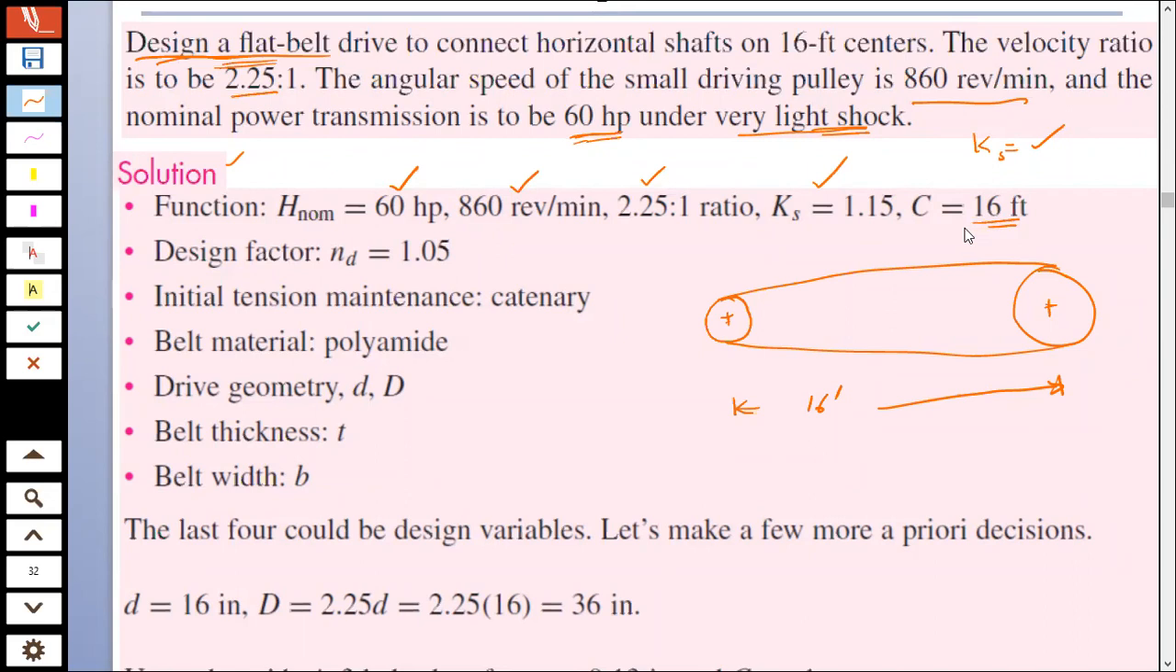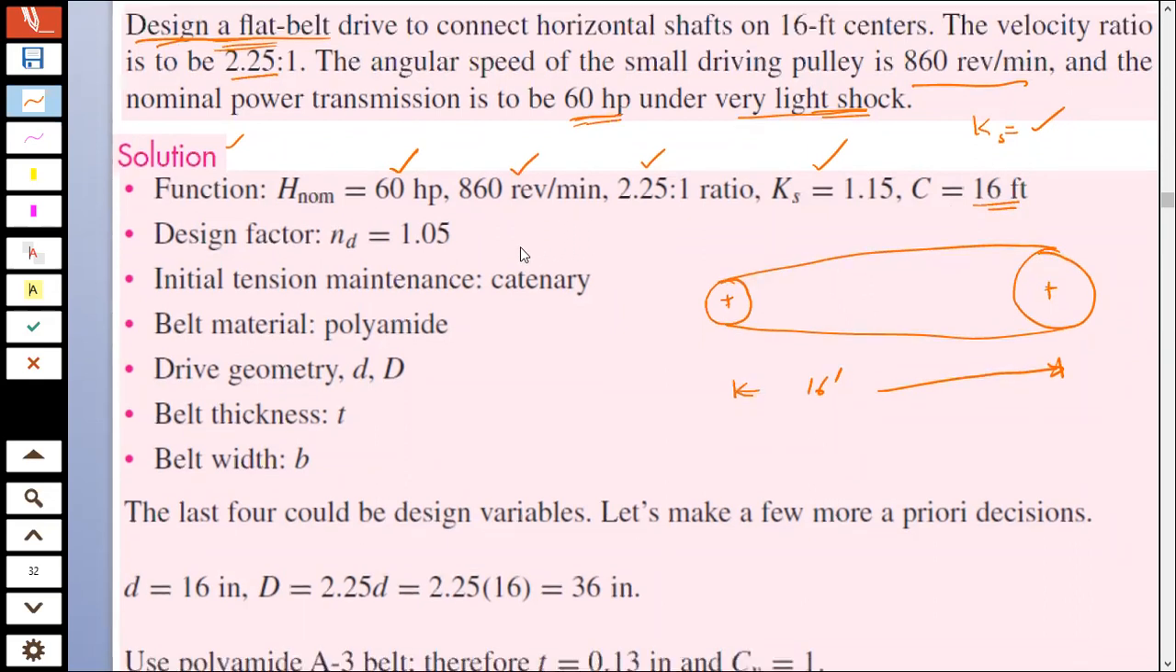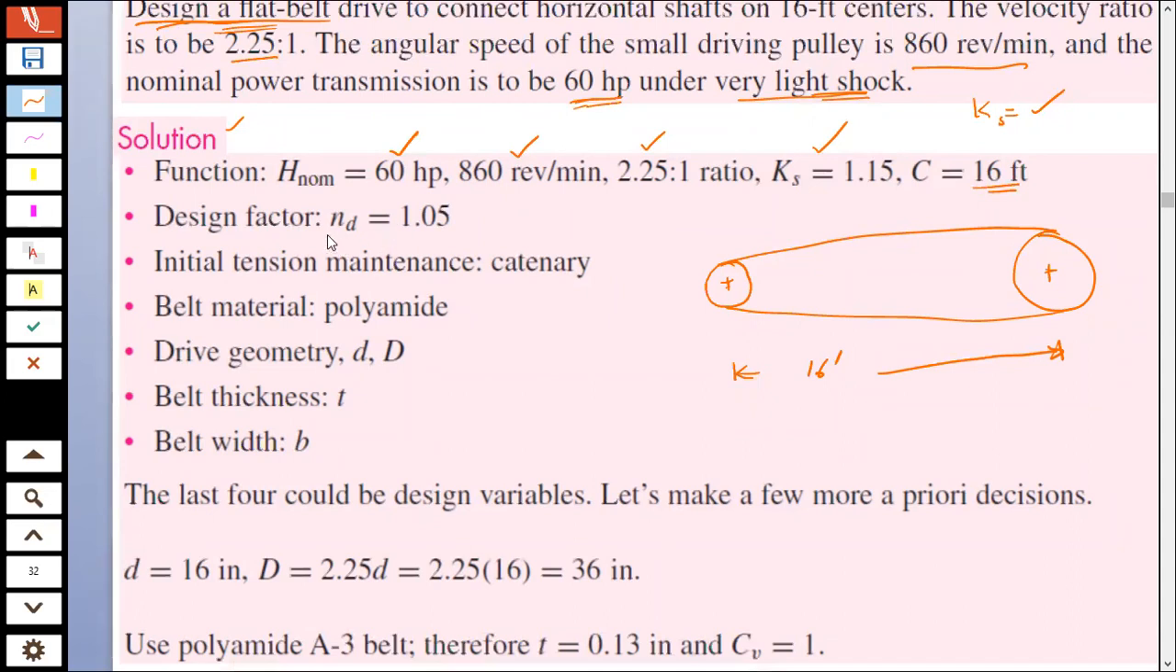You can put some design factor. These are the decisions that you are making over here. Let's say that your design factor is 1.05, but you can say 1.1 or any value that is above 1 would be a good design factor. And once you design a few systems with belt drives, you will know what is the appropriate design factor.